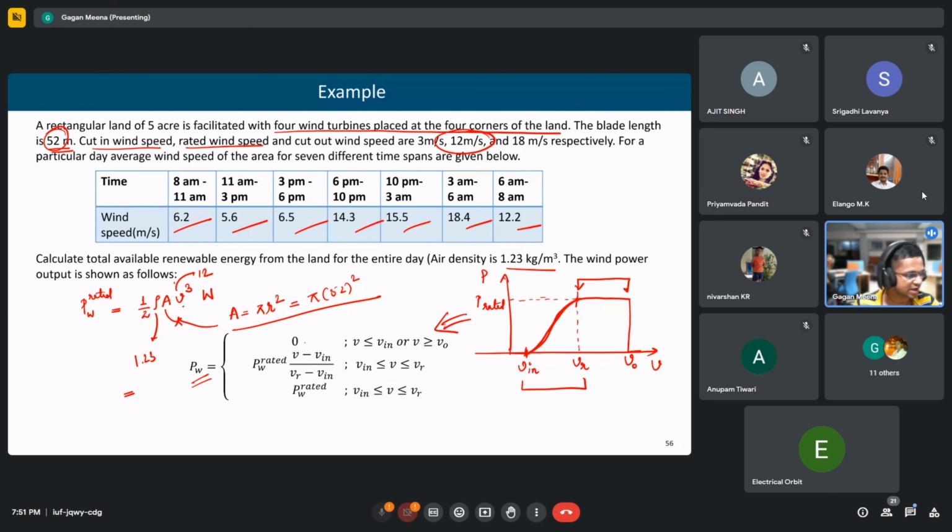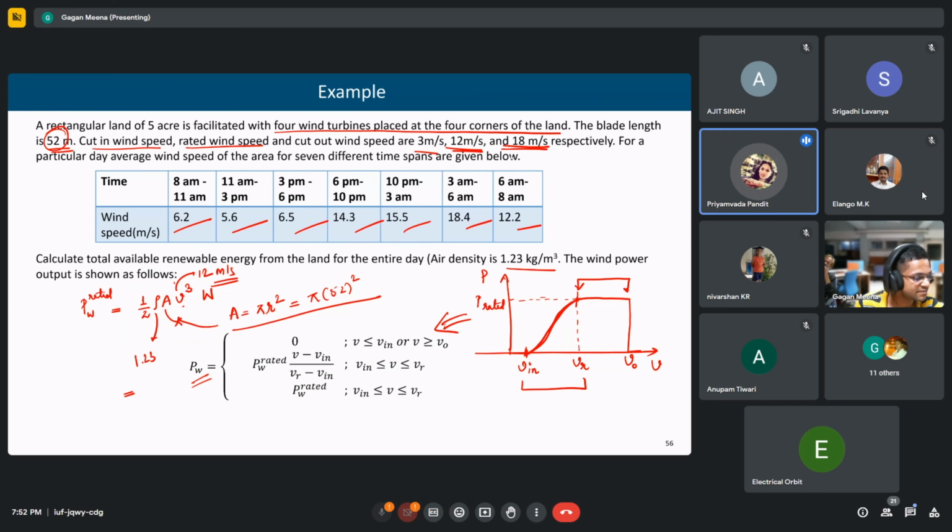Okay, so did you calculate? So what is the V we have to take for this V? V is this 12 meter per second. So it is given. Cut-in speed is 3 and rated speed is 12. Cut-out speed is 18 meter per second.